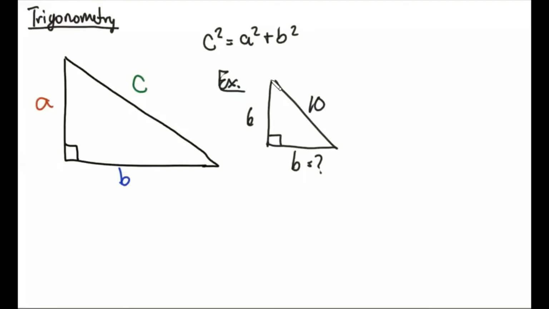All right, now I want you to try this example yourself. We have a right angle triangle here. We have the length of our hypotenuse. We know that it's 10. And the length of our A side is 6. So pause the video, take some time, and I want you to find what the length of B is.